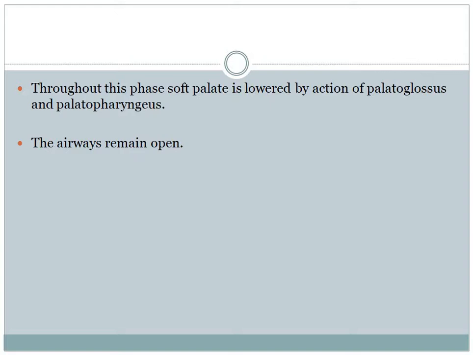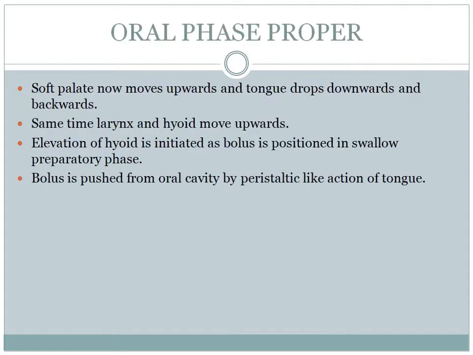Throughout this phase, the soft palate is lowered by the action of the palatoglossus and the palatopharyngeus. The airway remains open. Then the oral phase proper: the soft palate now moves upward and the tongue drops downward and backward. At the same time, the larynx and the hyoid bone move upward. Elevation of the hyoid is initiated as the bolus is positioned in the swallowing preparatory phase. The bolus is pushed from the oral cavity by the peristaltic-like action of the tongue.